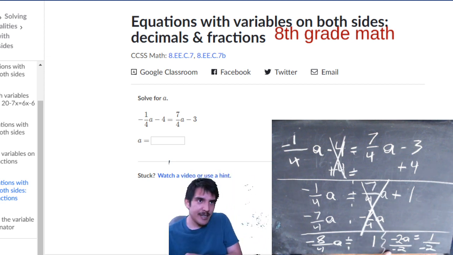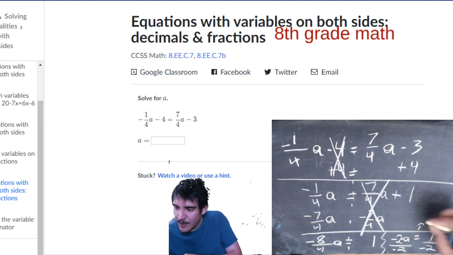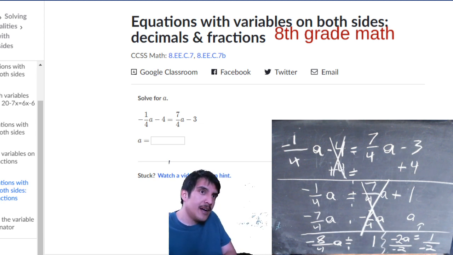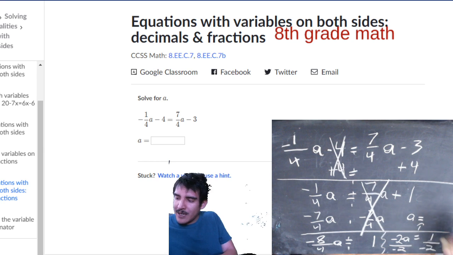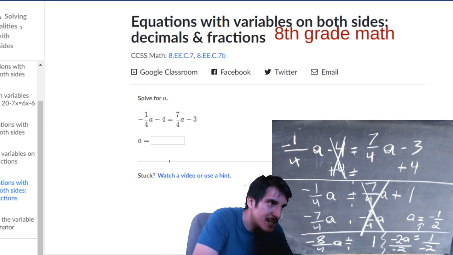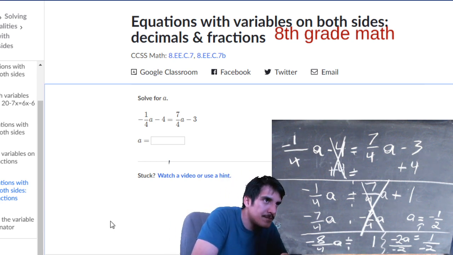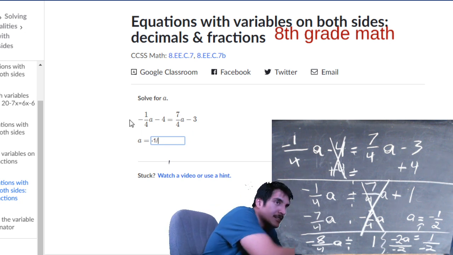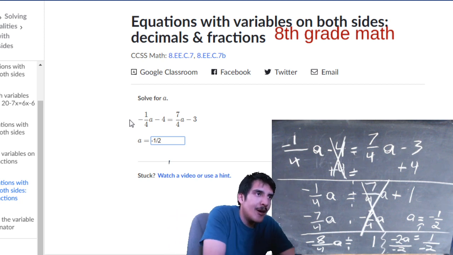Negative 2a divided by negative 2, we are left with, I'm going to draw a little up arrow, a equals, and then 1 divided by negative 2, that's just negative half. Or negative 0.5 if you like decimals. But again, since they use a fraction in the problem, the habit that was taught to me was you should use a fraction in your answer. Okay? So negative 1/2.